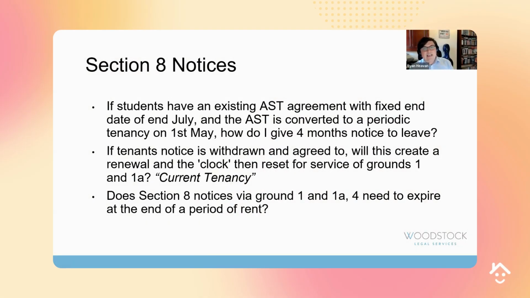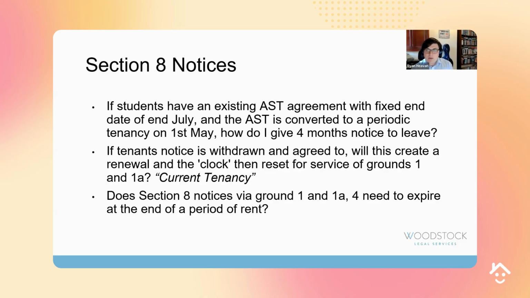If students have an existing AST agreement with a fixed end date of July and the AST is converted to a periodic tenancy on the 1st of May, how do I give 4 months notice to leave? So for this question, the fixed term date is irrelevant because it's after the 1st of May. So we can rule that out immediately. The fixed term date doesn't matter. How do I give 4 months notice to leave?